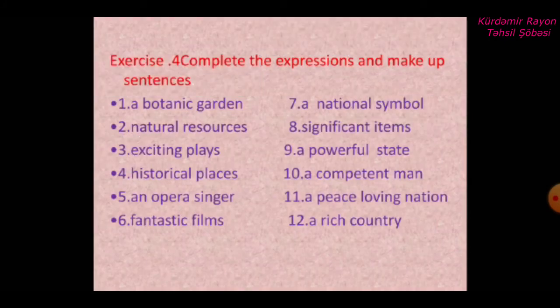Exercise 4. We are asked to complete the expressions and make up sentences. Now I'll give you some expressions. First, a botanic garden, natural resource, exciting place, historical places, an opera singer, fantastic films, national symbol, scientific items, a powerful state, a competent man, a peace-loving nation, a rich country.